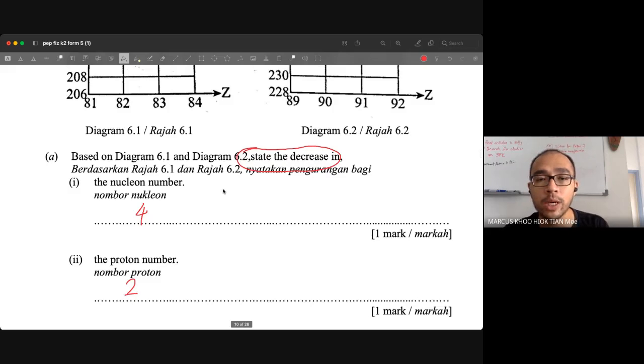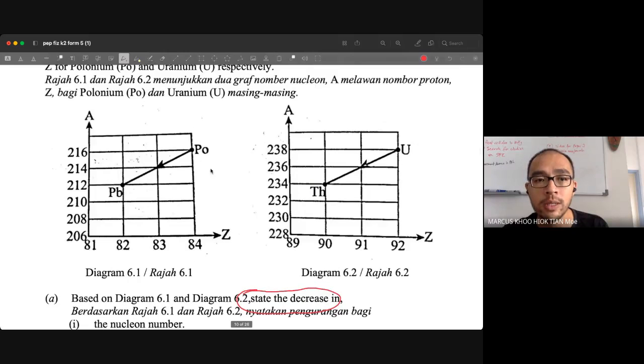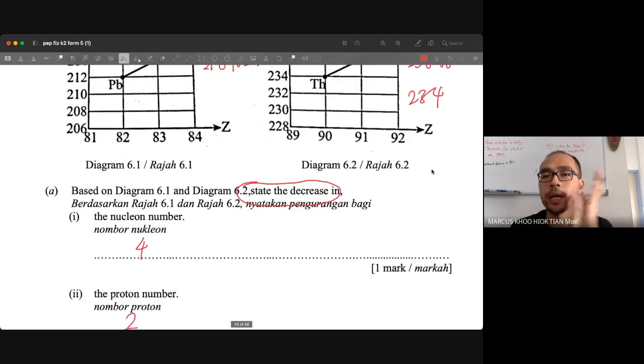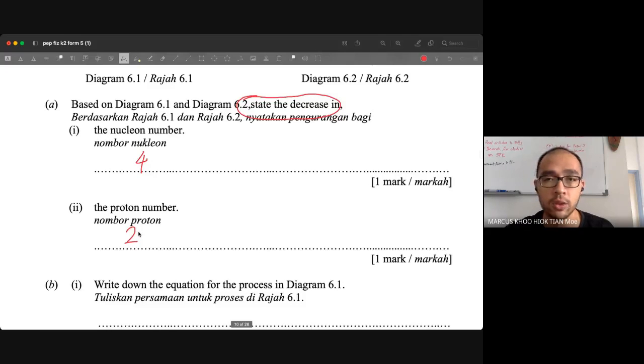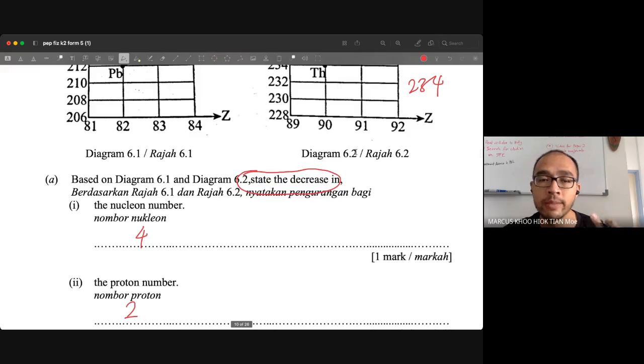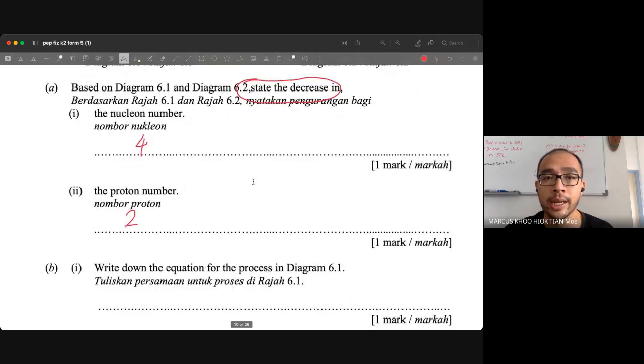The key word is state the decrease. Nyatakan pengurangan. Dia bukan suruh kamu huraikan dia punya pengurangan. Quite a number of you, you say, oh, in diagram 6.1, it decreased from 216 to 212, manakala in diagram 6.2, it decreased from 238 to 234. Semacam, wow, tepuk tangan, good explanation. Tapi kau tidak menjawab soalan. Soalan is state the decrease. The decrease is 4 and decrease is 2. Macam mana kalau sini kurang 4, sini kurang 6? So this is theoretical. Kalau sini kurang 4, sini kurang 6, dia punya pengurangan adalah berlainan, dan kamu cakaplah, diagram 6.1 less 4, diagram 6.2 less 6. It's okay, because the question is state the decrease. Dia bukan suruh kamu compare, dia suruh kamu state the decrease. So learn to read and understand the question.